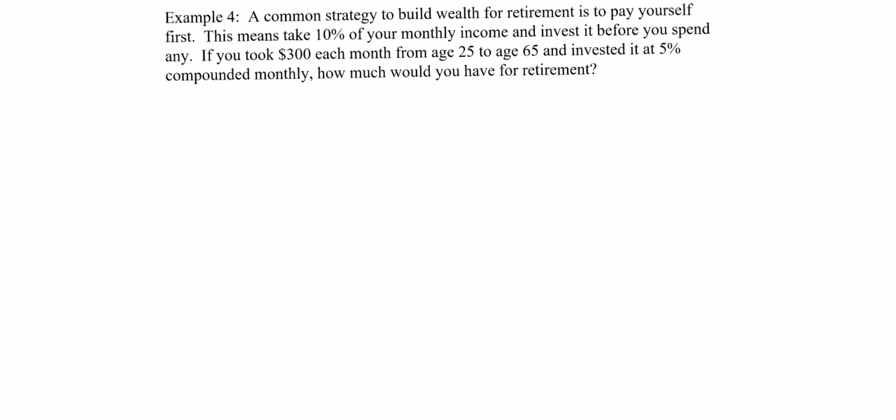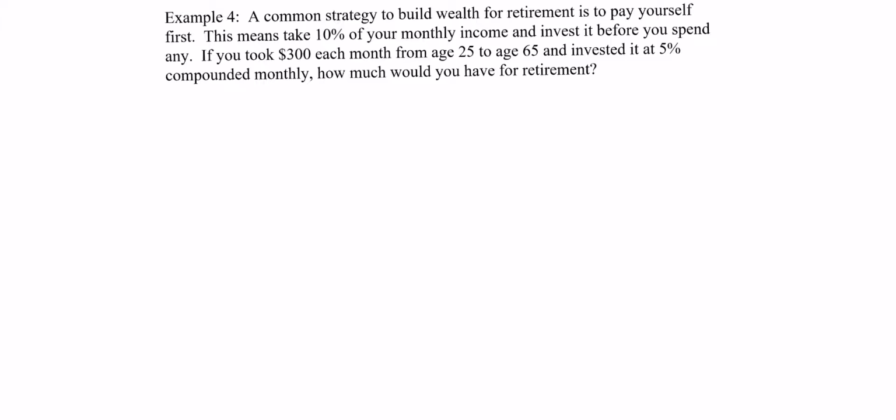Next, we have another problem. A common strategy to build wealth for retirement is to pay yourself first. This means take 10% of your monthly income and invest it before you spend any. If you took $300 every month from the age of 25 to 65 and invested at 5% compounded monthly, how much would you have for your retirement?